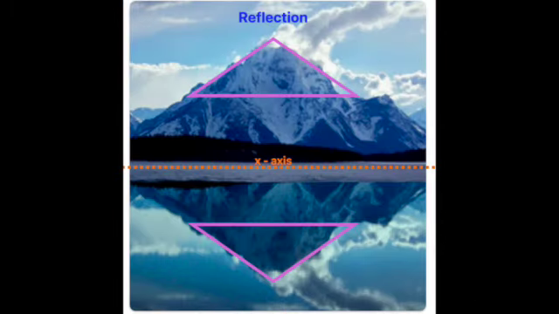As you can observe in this image, the reflection in the lake has the same size and shape as the original image, and also has the same distance from the central line, mirror line, or you can also call it the line of reflection. So the line of reflection can be vertical, horizontal, or slant.